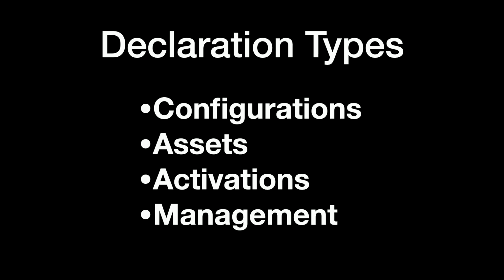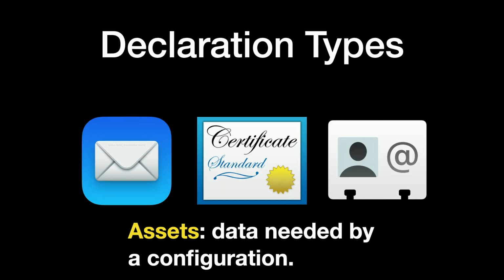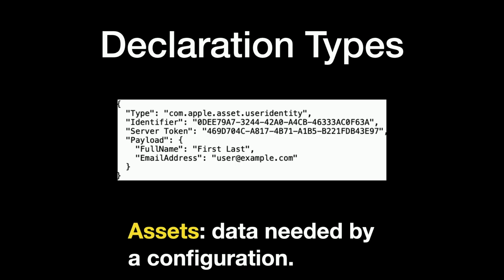So let's dig into the various declaration types. The first is the configuration type, and this should be pretty familiar. This is a policy definition similar to what's used in MDM profiles. Next, there are assets, and these are data that is needed by a configuration, like MDM URLs, certificates, email addresses, or contact information. So here's what an asset looks like as a declaration. As you can see, this is sending down someone's email information. Now, the great thing about assets in DDM is that they can have a one-to-many relationship. One asset can be used for many different configurations.